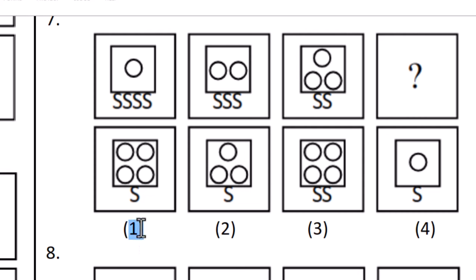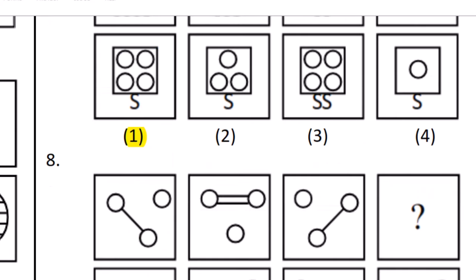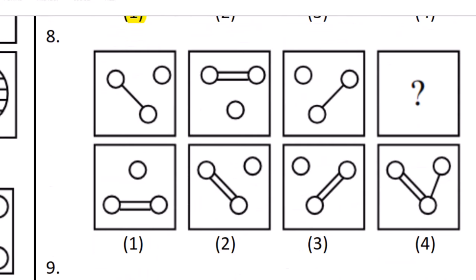The number of S letters decreases by 1 each time, 4 to 3 to 2 to 1. The number of circles increases by 1 each time, 1 to 2 to 3 to 4. The correct figure must have 1 S and 4 circles. Question 8. Correct answer: 2. Explanation. 2 patterns are at play.